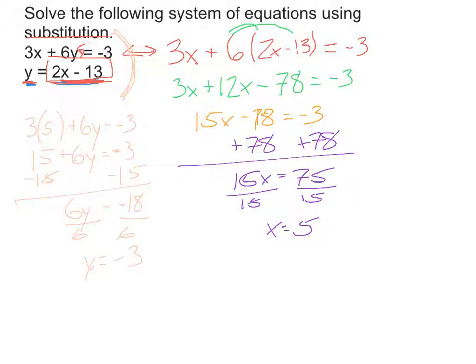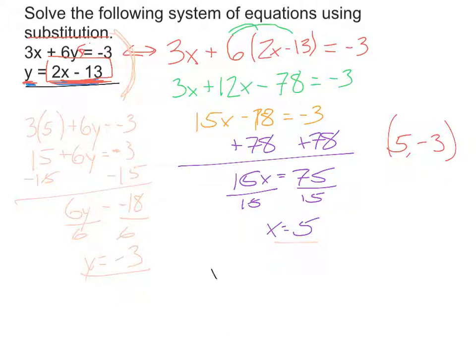Okay, so we have our ordered pair here. We have x of negative 5, or excuse me, x of positive 5, y of negative 3. So my ordered pair solution is 5, negative 3.